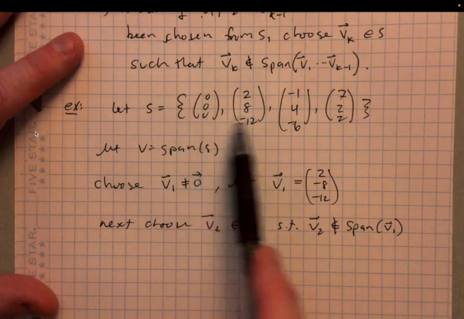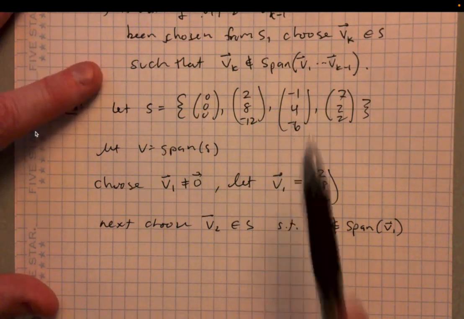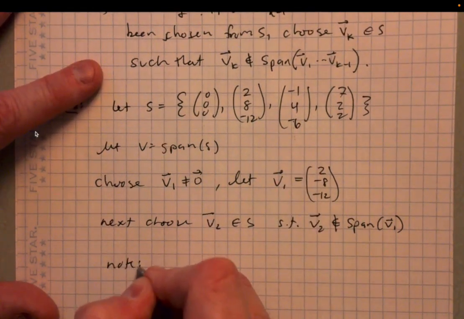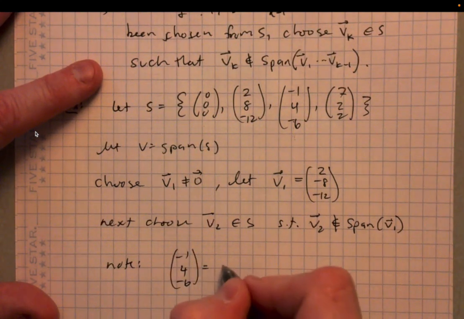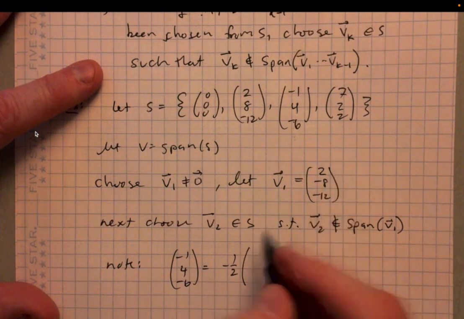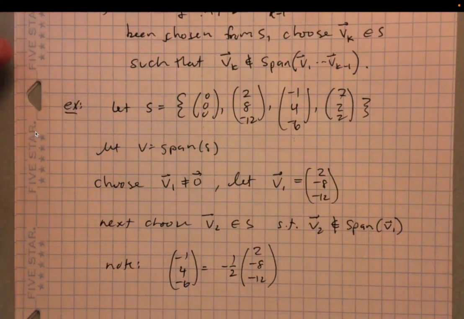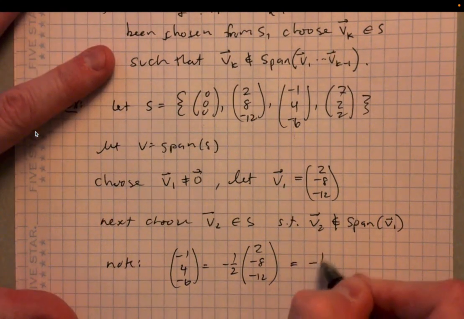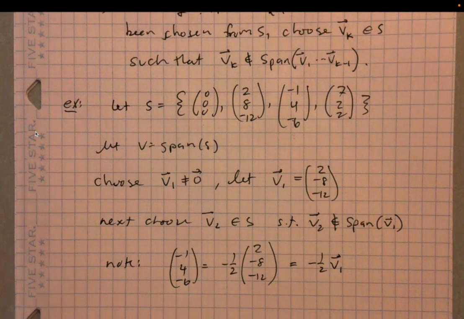This one's a scalar multiple. What about this one? Negative 1, 4, and negative 6. Well, note, negative 1, 4, negative 6 is actually equal to negative 1/2 of the chosen vector, 2, negative 8, negative 12. Right, so that's basically negative 1/2 of the chosen vector V1. So we don't want that. So that one can't be chosen.